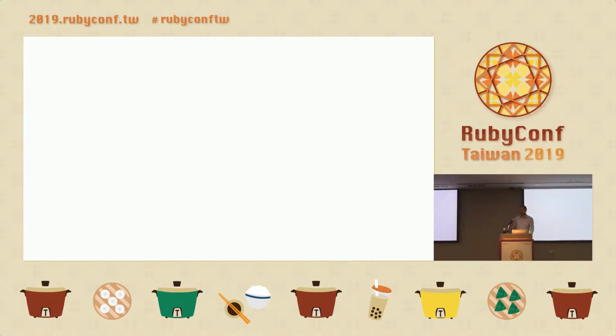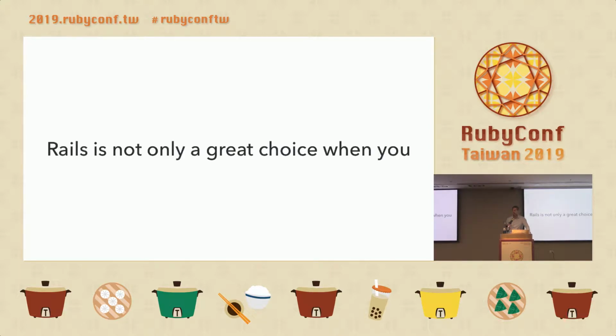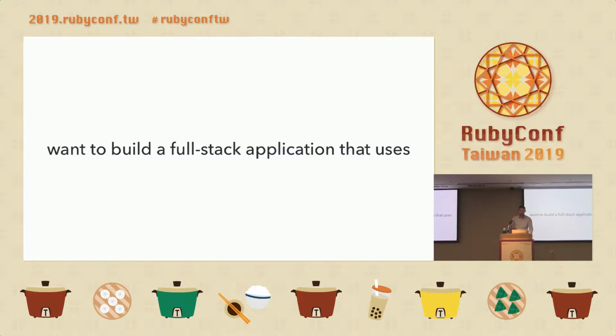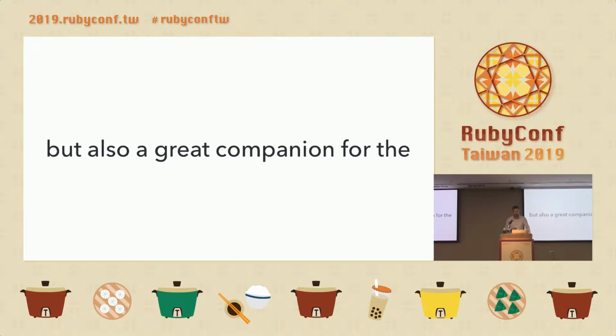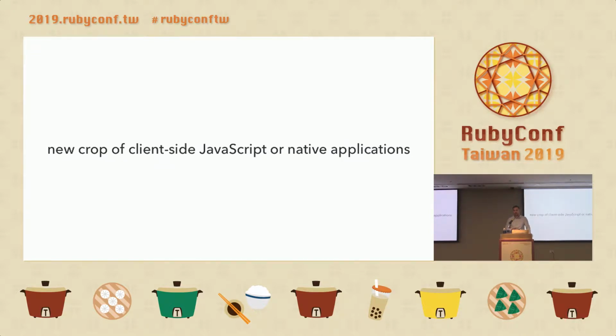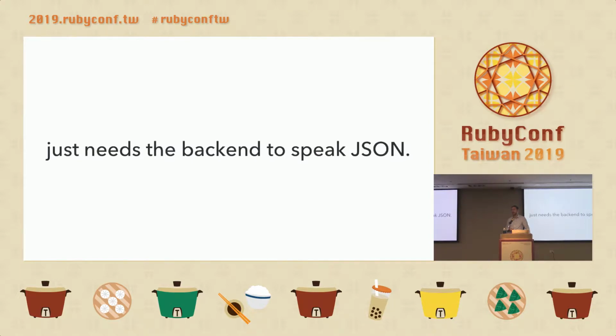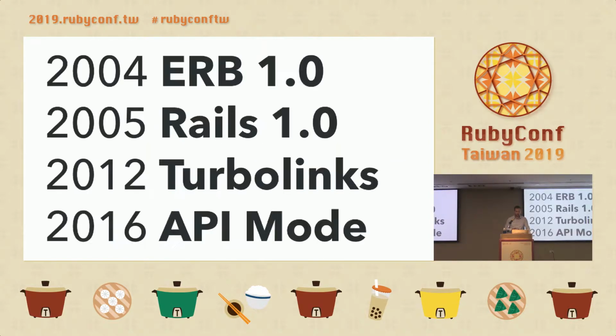But in the last couple of years, I think as you probably have all seen in the landscape, things have really begun to change. I think it's telling that when DHH released Rails 5, he said something pretty damning. Rails is not only a great choice when you want to build a full stack application that uses server-side rendering of HTML templates, but it's also a great companion for the new crop of client-side JavaScript or native applications that just needs the backend to speak JSON. I think for most of us, the history of the Rails view layer is one of most of us moving away from it.